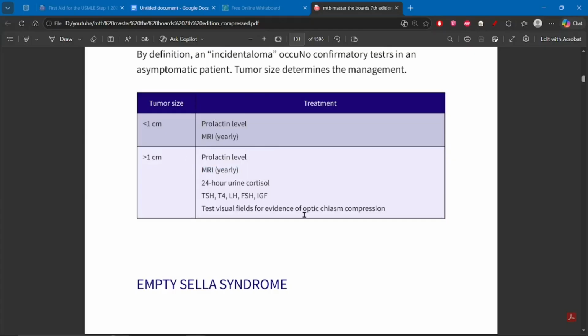So what we are doing is we're just keeping an eye on the patient. If the tumor is less than 1 centimeter, it is less likely to cause compression, and if it is more than 1 centimeter, then it is more likely to cause compression. That is why, if it is more than 1 centimeter, we check for visual field defects. Also, because a larger tumor means it is more dangerous, we check the levels of all of the anterior pituitary hormones: cortisol, ACTH, thyroid hormones and LH/FSH, along with the prolactin levels.